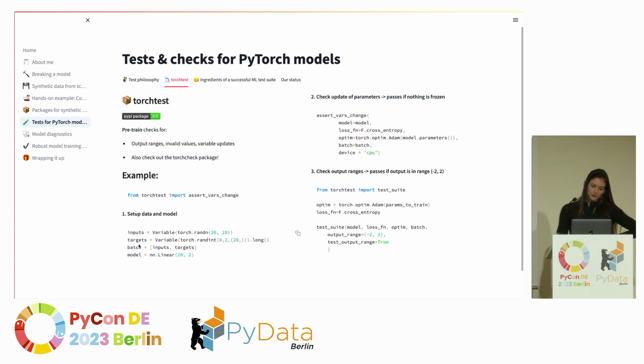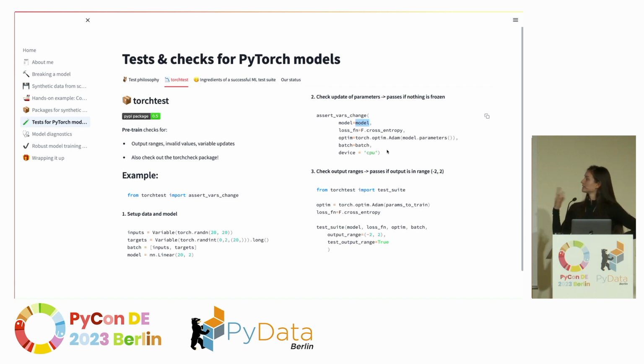And here our model is set up. So we have very simple inputs and very simple targets and just build one batch with our data. And then we have our most simplistic model here, which is not even a model, just one linear layer. And how do we use this function? Basically, we call the function, input our model, our loss function, our optimizer, our batch, and our device.